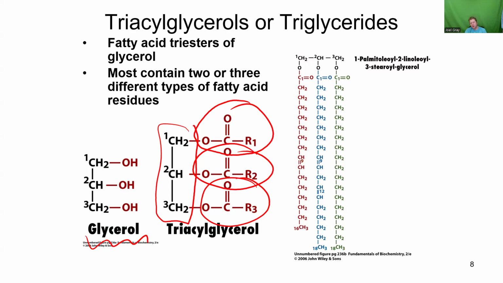Most of them contain two or three different types of fatty acid residues. So what that means is you're going to have one that's a C16, and then you're going to have one that's a C18:1, C16:0, and then finally a C16:2, something like that. You'll have a variation of fatty acid chain length and their number of double bonds.